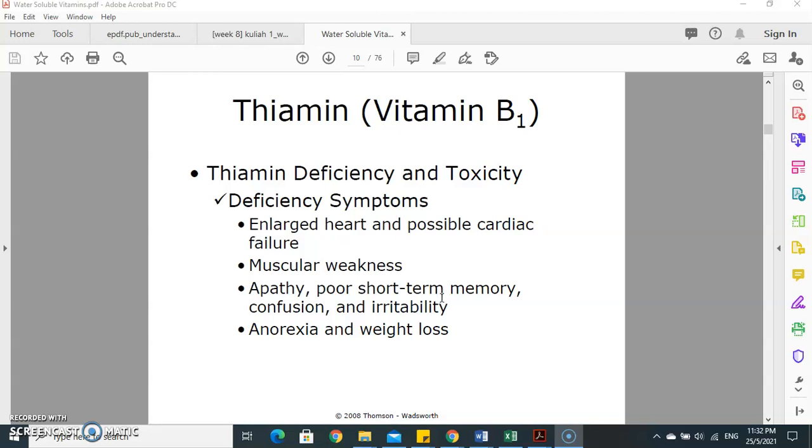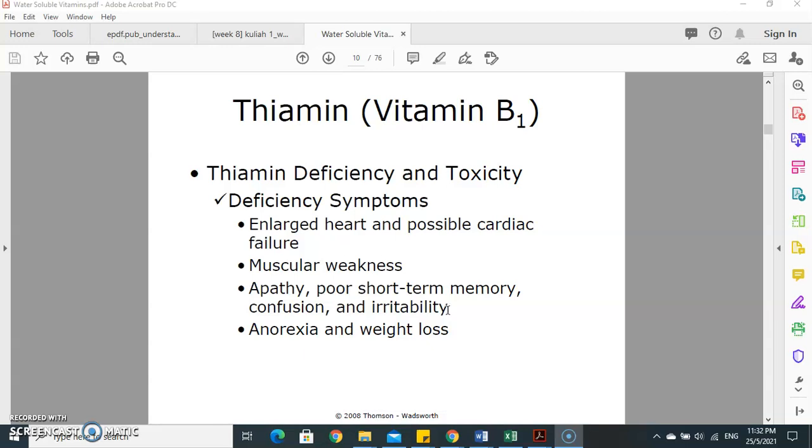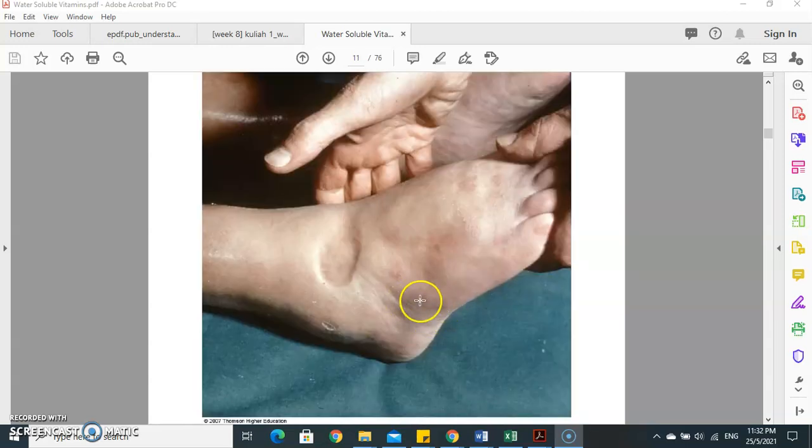So, jarang sangat berlaku, right? So this is what happens when you have low thiamine intake. It can cause enlarged heart and possible cardiac failure, muscular weakness, anorexia and weight loss, poor short-term memory. So that is what happens when you have deficiency in thiamine. Also you can have edema. So edema ni adalah bengkak air. Okay, kita panggil bengkak air.